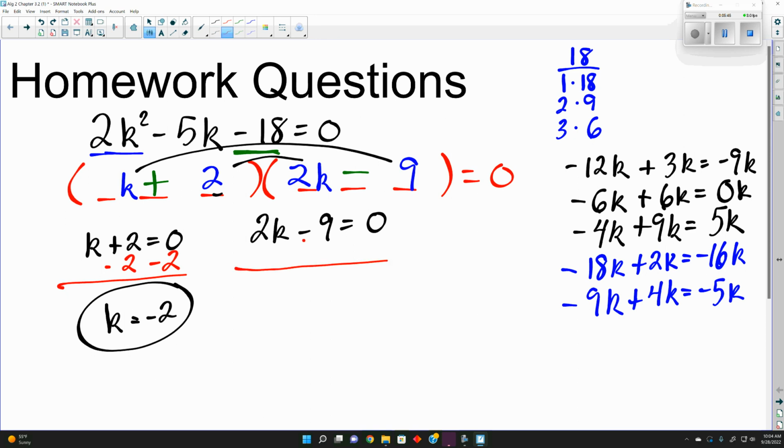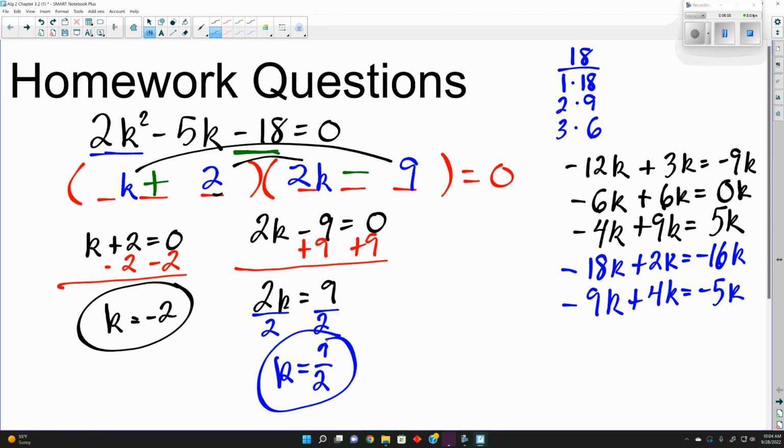And for our other one, we would add 9 first, telling us that 2k is equal to 9. But then we would need to divide both sides by 2, telling us k is equal to 9/2. You could say 4.5, either one works. As long as it's the same number, that's all that matters. Any questions on any of this here?